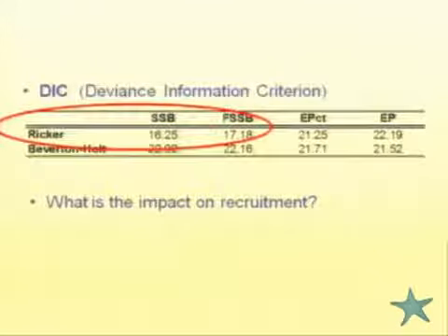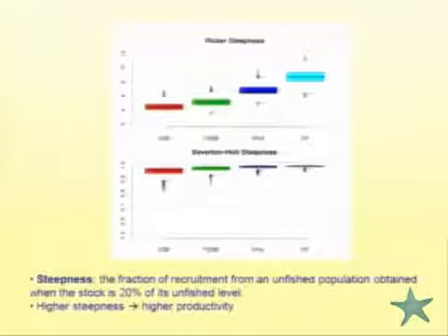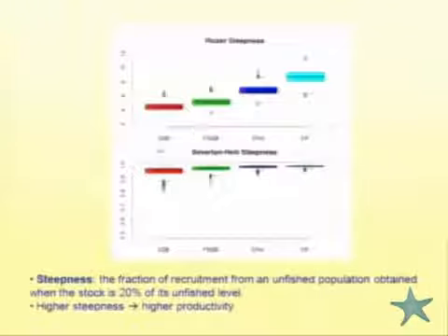This is not possible looking at the slope, but you can look at the steepness. Steepness is defined as the fraction of the recruitment from an unfished level, an unfished population, obtained when the stock is at 20% of its unfished level. So in practical terms, higher steepness means higher productivity. So when we compare the steepness for the 4 reproductive potentials, we can see a trend related with the value of the larger individuals in the population.